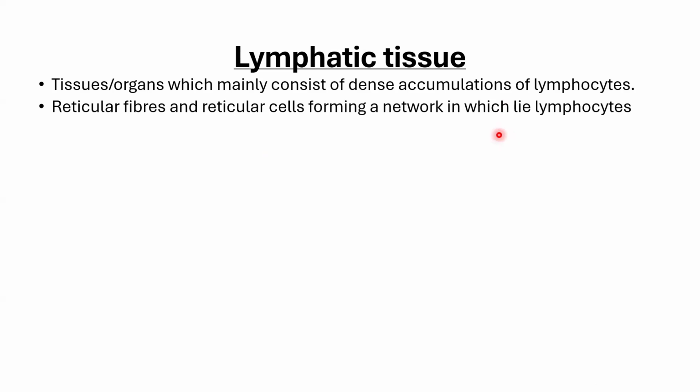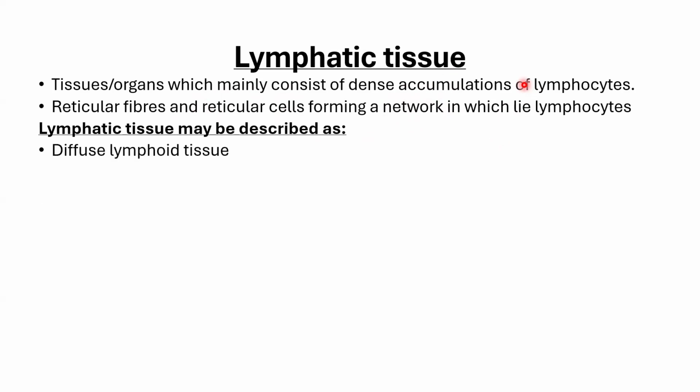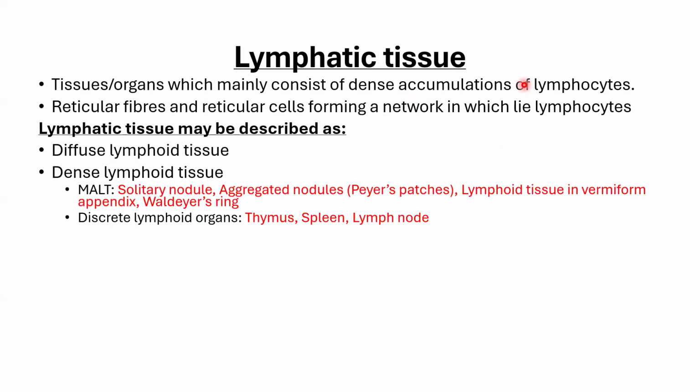And these lymphatic tissues contain reticular fibers and reticular cells, which form the capsule or the stromal component in which the lymphocytes lie. These lymphatic tissues may be described as diffuse lymphoid tissue, or as dense lymphoid tissue. Dense lymphoid tissue includes mucosal associated lymphatic tissue, where we have a solitary nodule, just one lymphatic nodule alone.